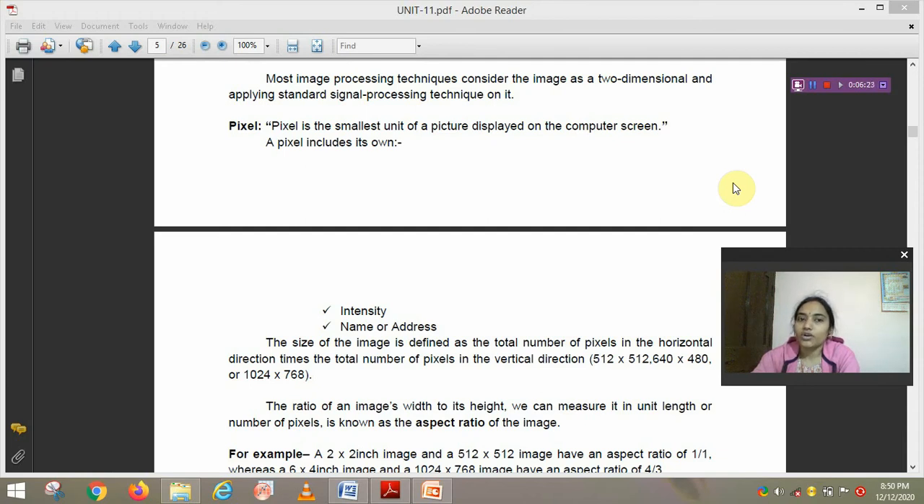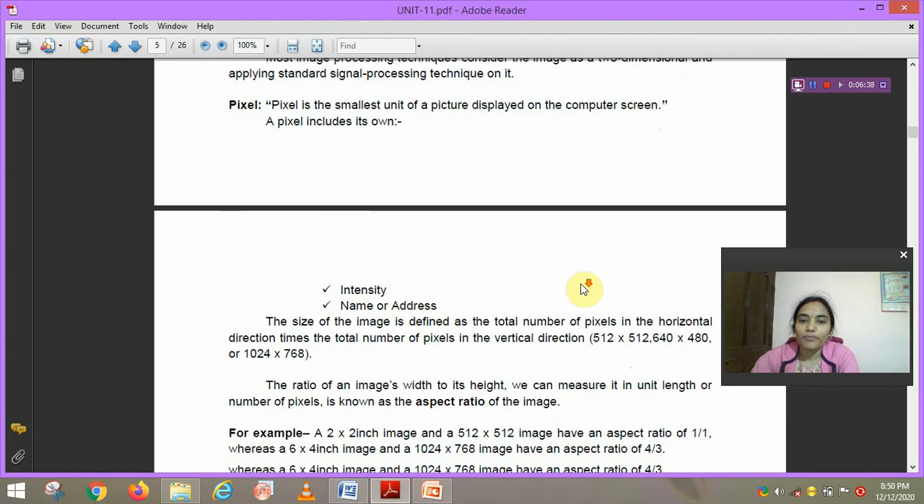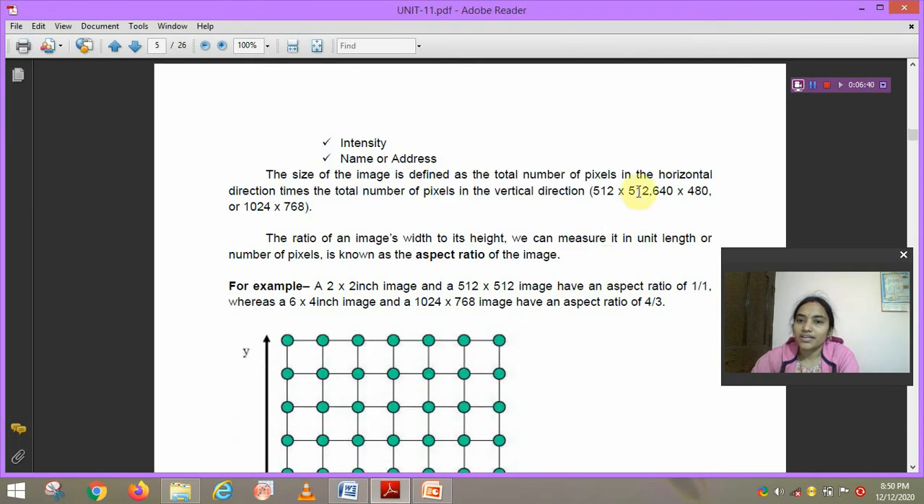Pixel is the smallest unit of a picture displayed on a computer screen. A pixel includes its own intensity, name or address. The size of the image is defined as the total number of pixels in the horizontal direction times the total number of pixels in the vertical direction. That means in the horizontal direction how many pixels and in the vertical direction how many pixels. This is the image size defined.